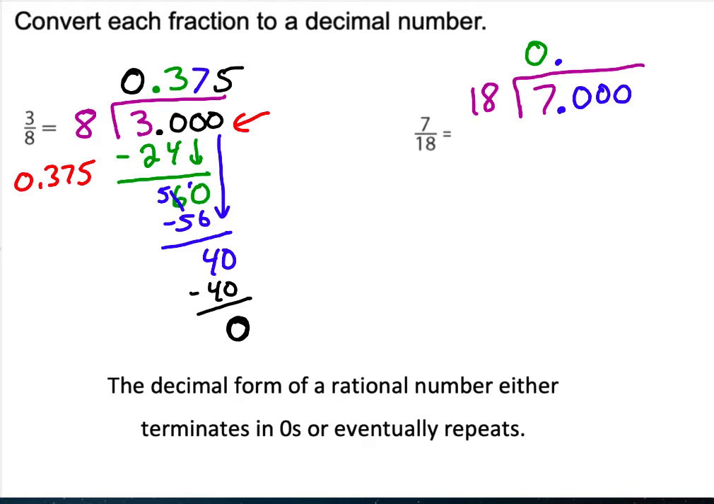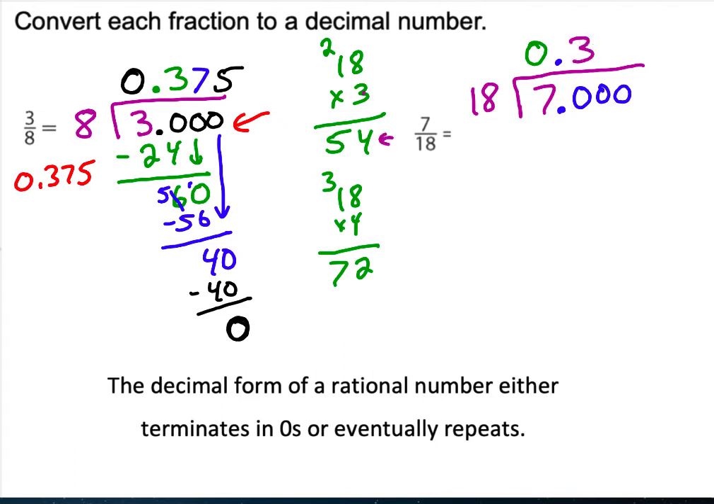Let's do 18 times 3. See how close that gets us. So 8 times 3 is 24. 3 times 1 is 3, plus 2 is 5. That gives me 54. 18 times 4, that's 72. So that's a little too big. So I'm going to go with 54. So it goes in 3 times. 3 times 18 is 54. And I subtract. I can do my borrowing there. And I get 16. And I bring down a 0 so I can keep dividing.